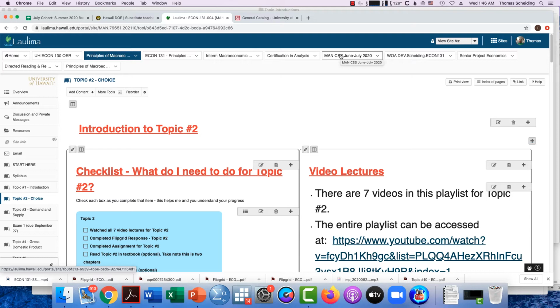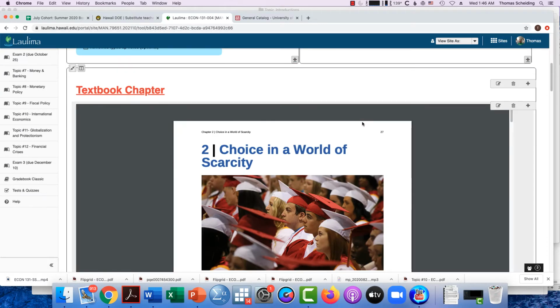And so what topic 2 does is it looks at a particular kind of choice that's made. In fact, the topic 2 textbook chapter is Choice in a World of Scarcity, which is exactly what economics deals with. And what I do in this topic is I actually combine 2 chapters. I combine chapter 2 and chapter 20.